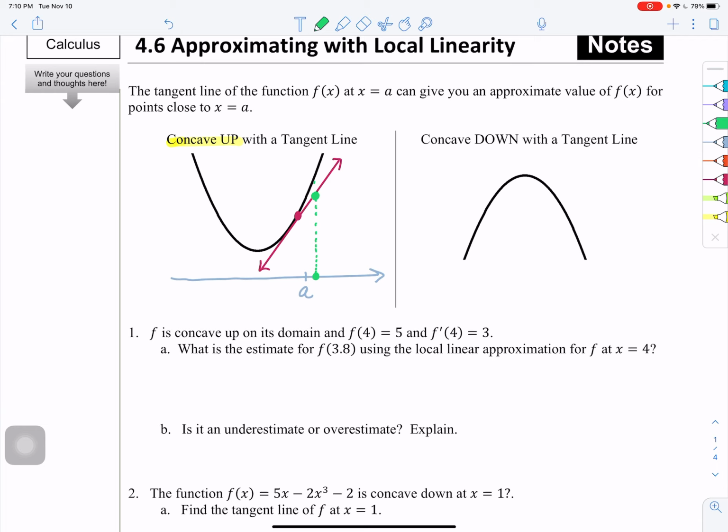Now, let's talk about concavity. This is concave up. And it might help you remember up has the U in it. And so it is a cupping upwards. Okay? Now, any tangent line approximation to a curve that is concave up is an underestimate.